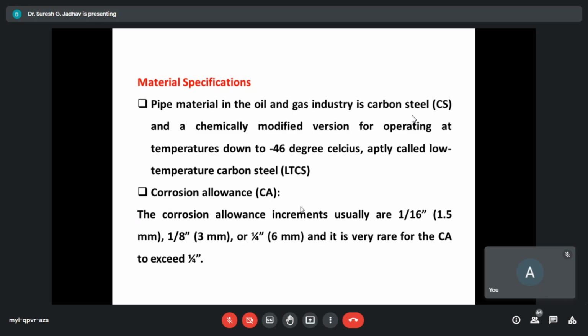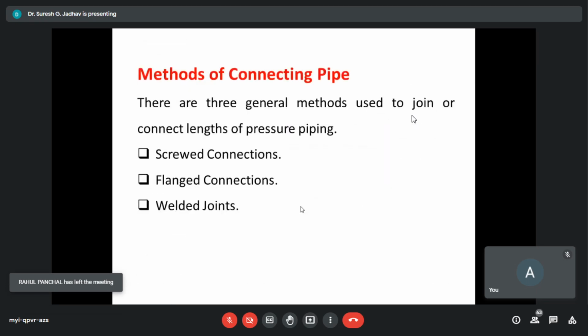It is very rare for the CA to exceed 1/4 inch, because a more corrosion resistant metal will be specified. So this is all about the material specification used in piping industries. Now next is methods of connecting.